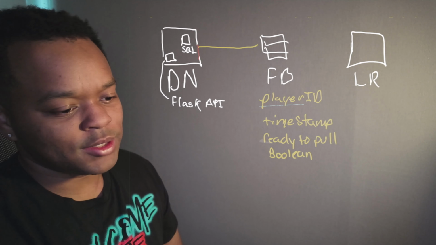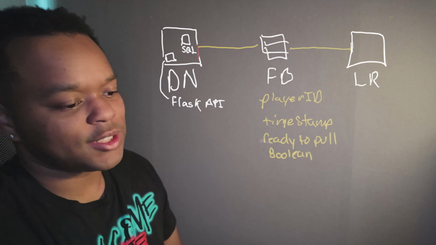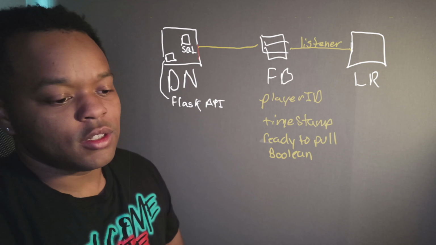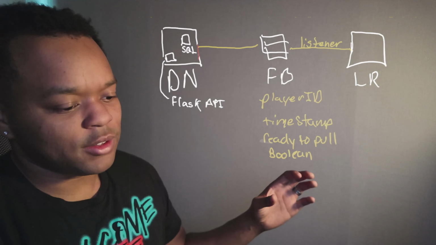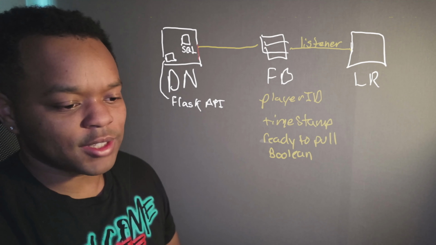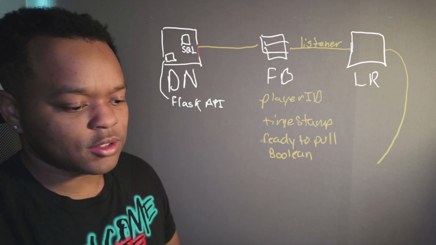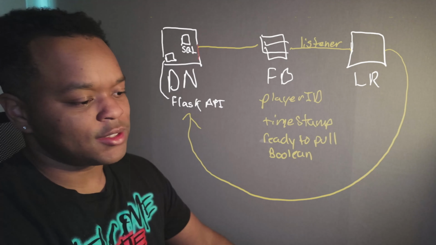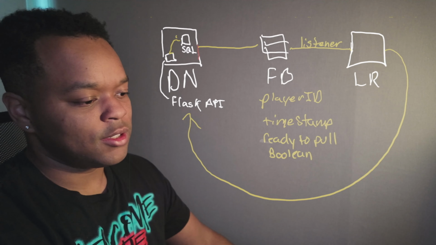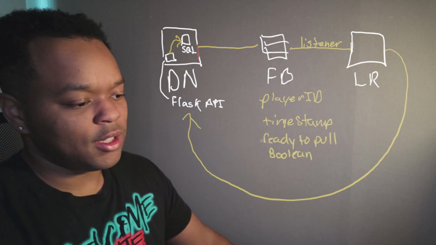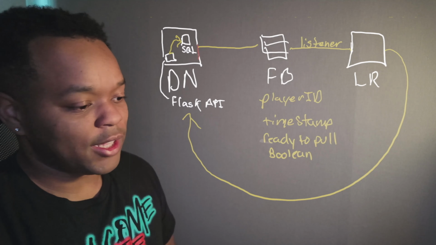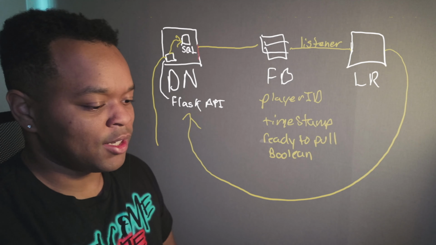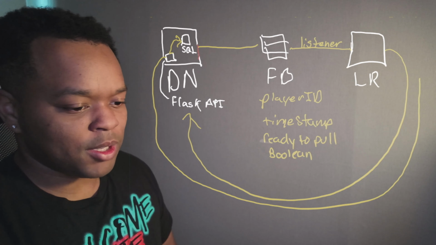Data reaches the Firebase. The linear regression model has a listener. It's then going to read, hey, this player is ready. So it's going to take that data and reach out to the Flask API. The Flask API is then going to reach out to the local SQLite database. It's then going to return that normalized historical data via the Flask API all the way back to the linear regression model.